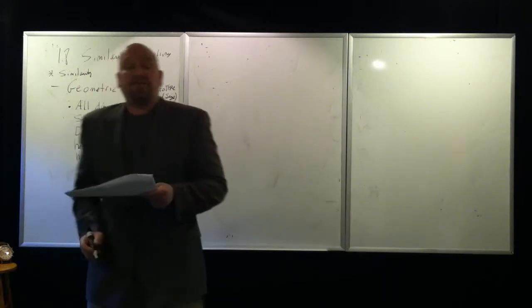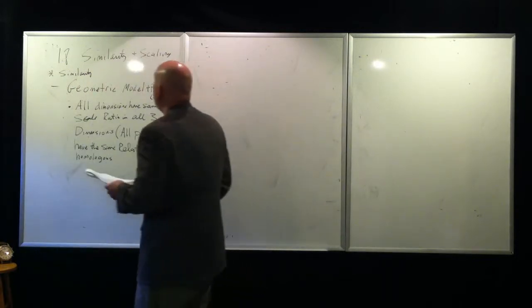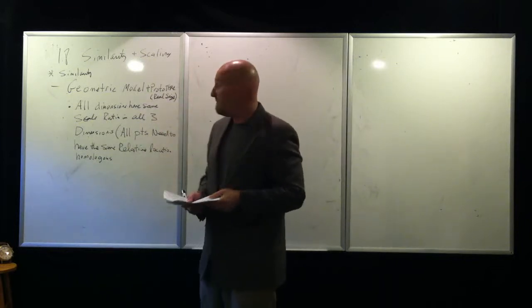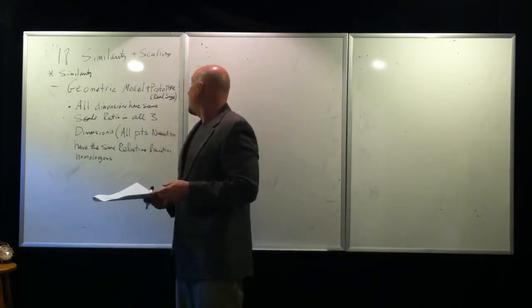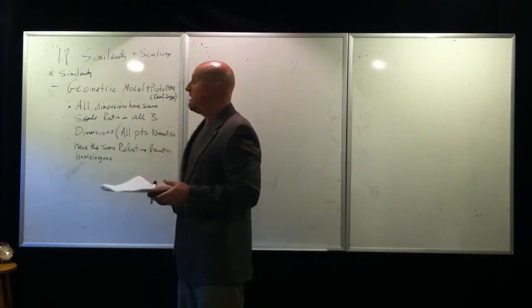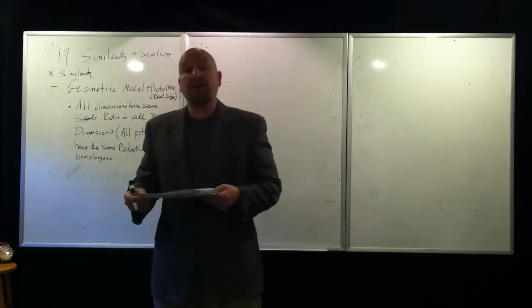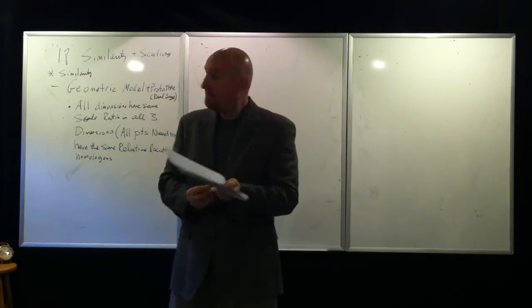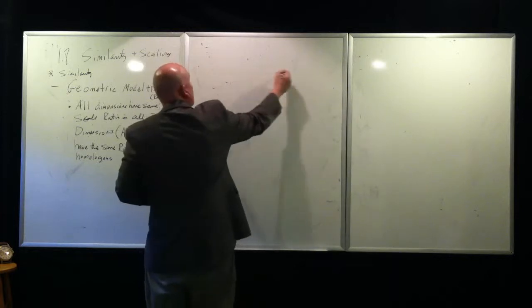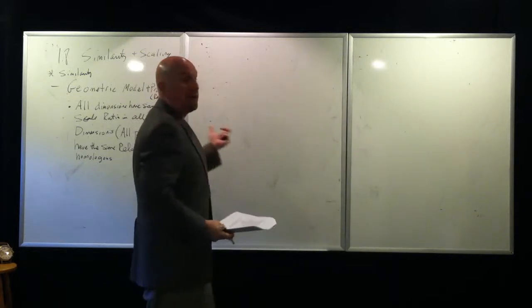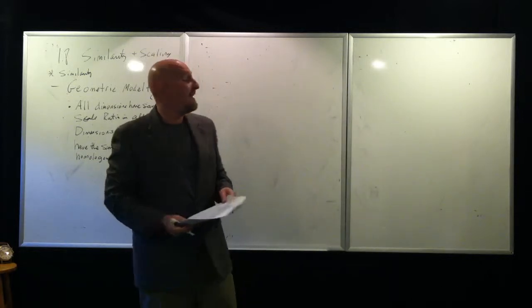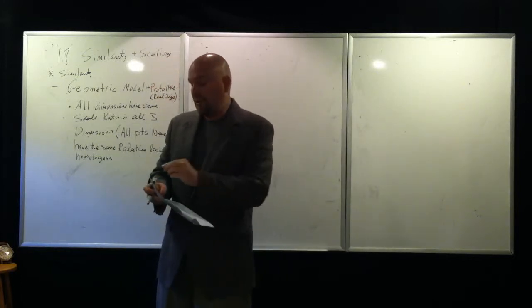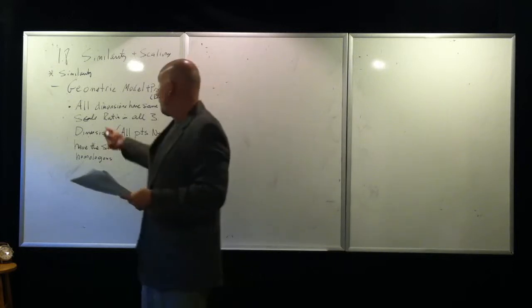Okay, the very first thing is to have geometric similarity between our model and our prototype. Prototype again is going to be the actual size. All dimensions have to have the same scale ratio in all three dimensions. So if your prototype is 100 by 100 by 100, and you want to create a model, you have to scale that down to 1/10. It'll have to be 10 by 10 by 10.